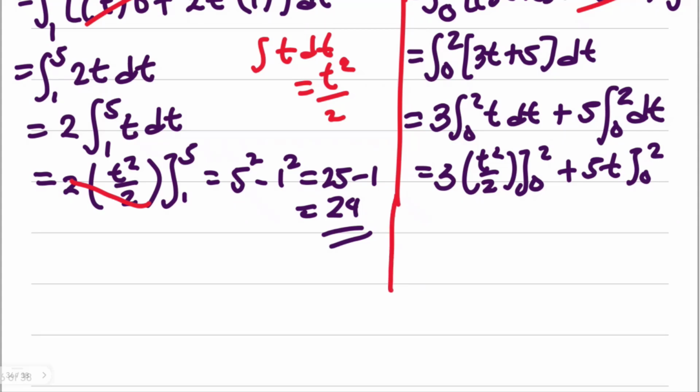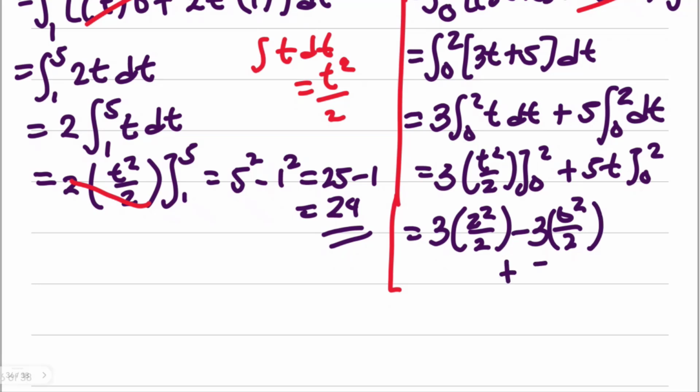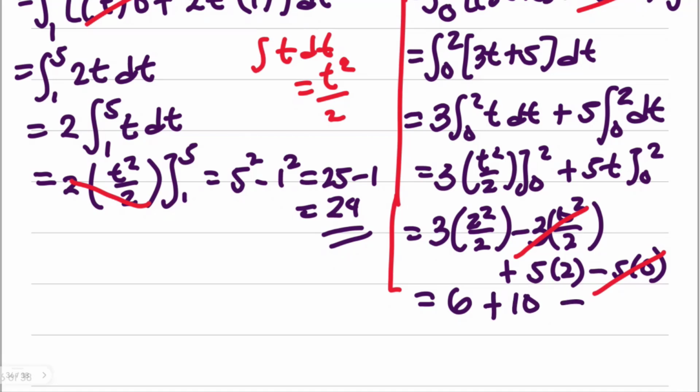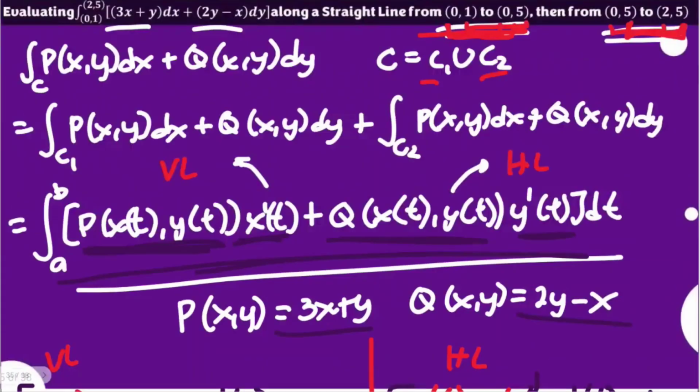Substituting the required boundaries, let's start here. So we have here 3 times 2 squared over 2 minus 3 times 0 squared over 2, plus 5 times 2 minus 5 times 0. That's 0. This is also 0. So we have here 2 squared is actually 4, divided by 2 is 2. So 3 times 2 is 6. Hopefully that's okay. Again, 2 squared is 4, divided by 2 is 2, times 3 is 6. You have here plus 10, which gives us 16. This is the answer for the second movement when moving from straight line 0,5 to 2,5.